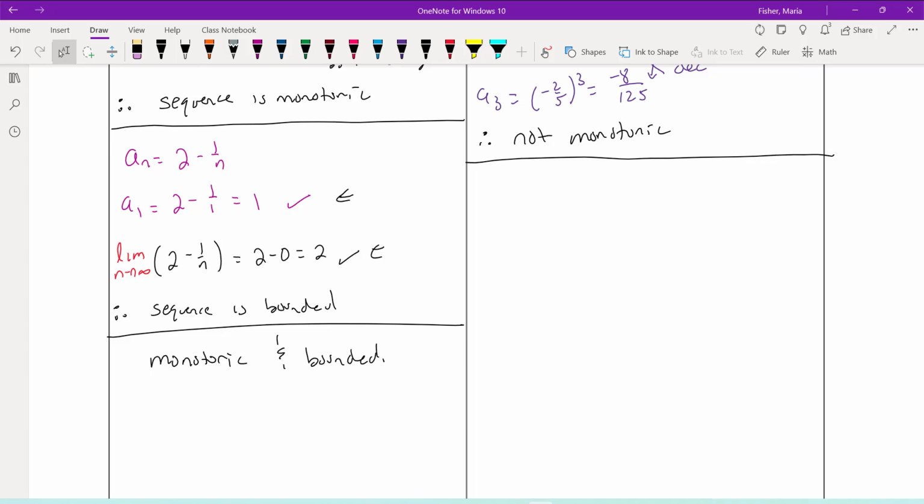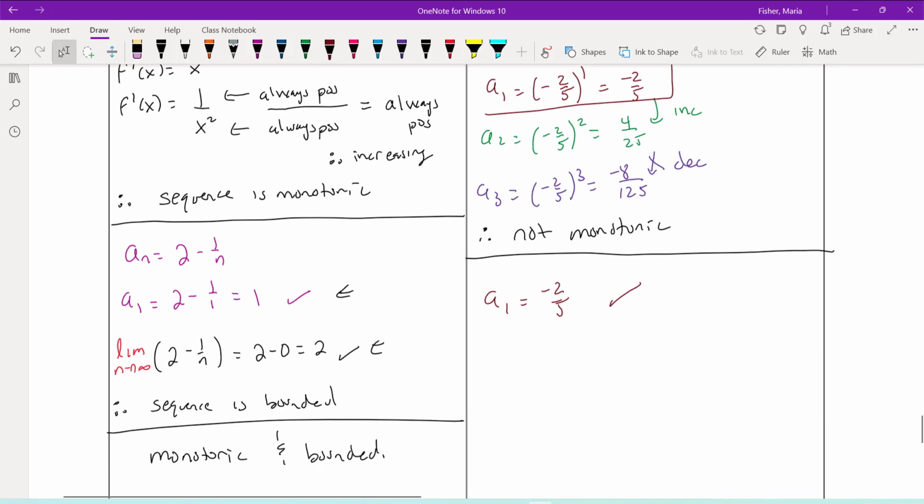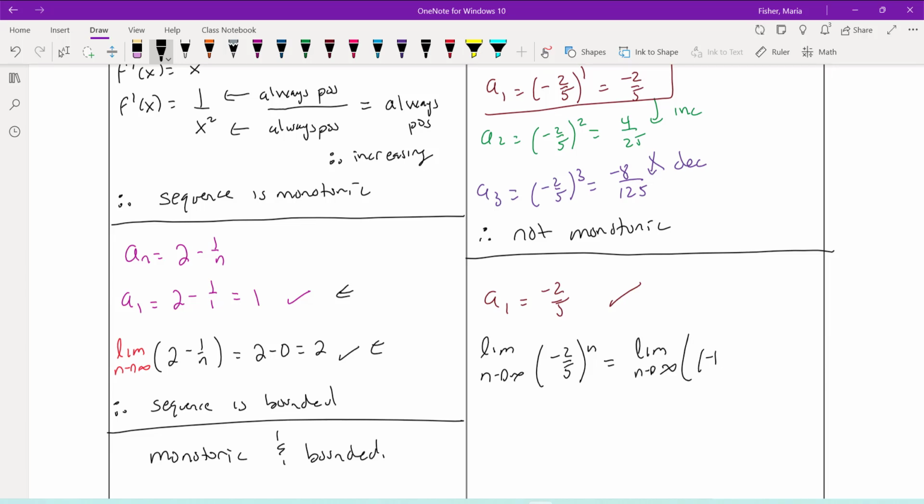What about bounded? Well, remember, with bounded, we have to start by finding the first term. Well, we already found the first term. We know that a sub 1 was equal to negative 2/5. We found it right here. Well, that's a number. Now we have to figure out what is the limit as n goes to infinity of negative 2/5 to the n. Well, what is negative 2/5 to the infinity? I'm not really sure. And remember I said it's equivalent to negative 1 to the n times 2/5 to the n.